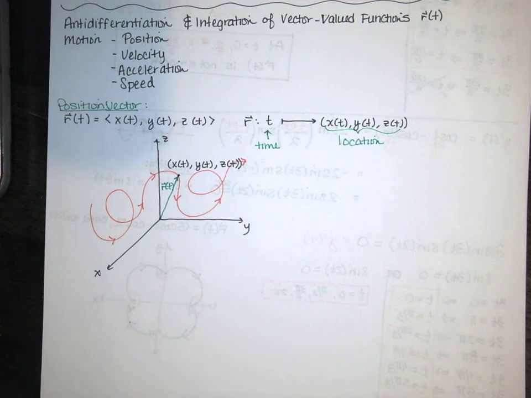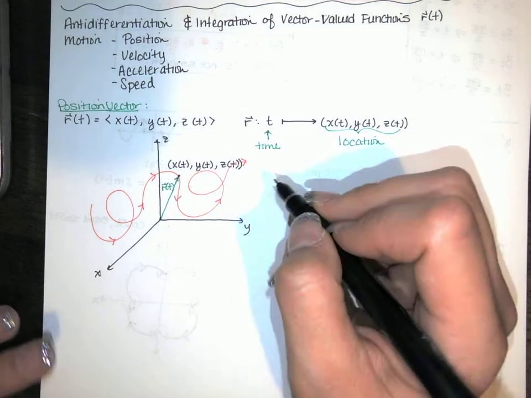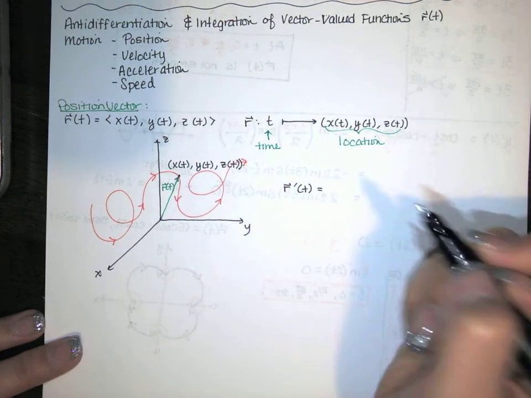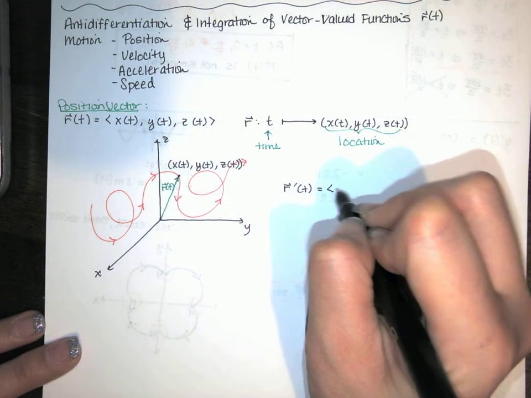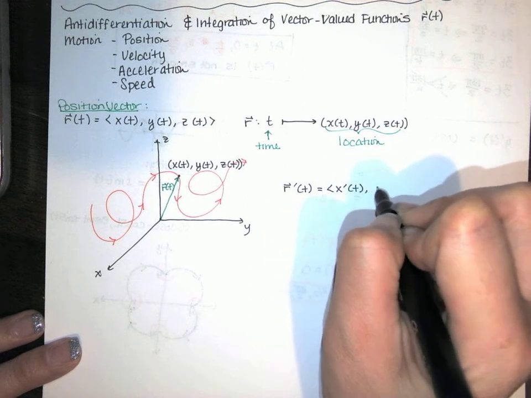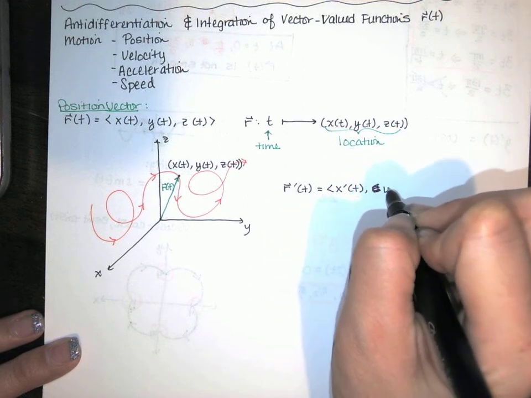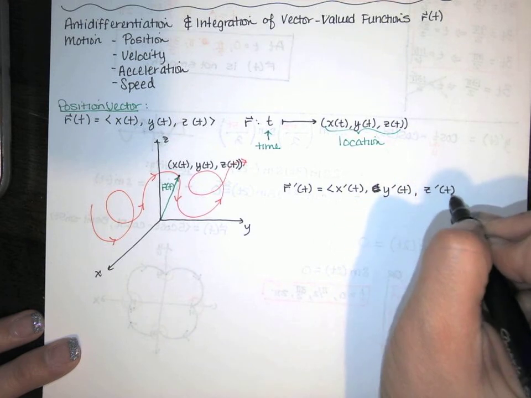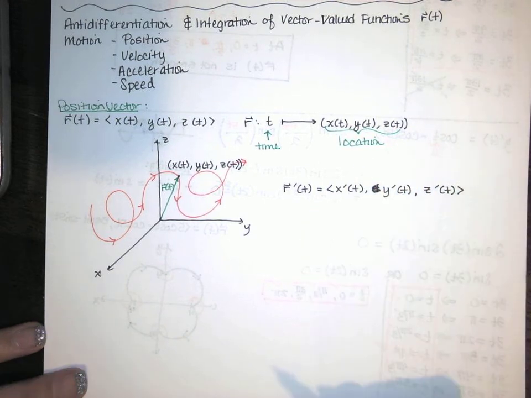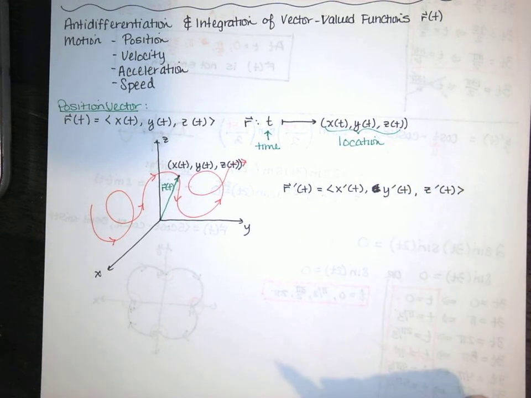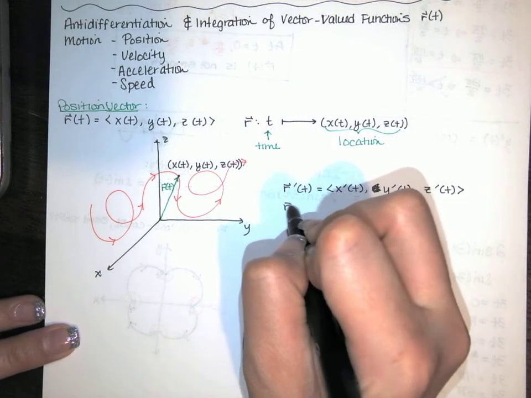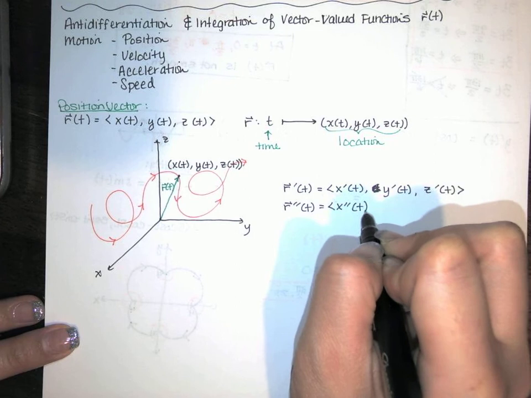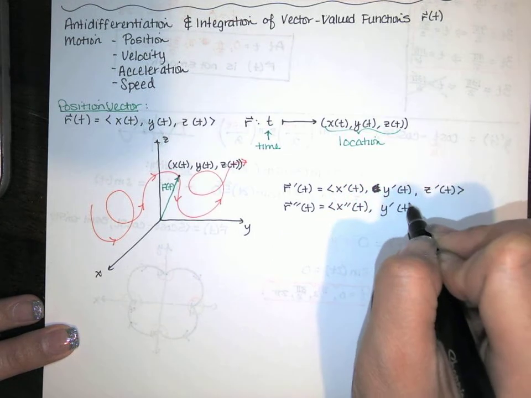Then in the last couple of videos we learned how to differentiate these. If I want the derivative r prime of r of t, all I have to do is take the derivative of each component. So I get x prime, y prime, and z prime as the components of this derivative vector r prime. If I wanted to take the second derivative, we haven't talked about that yet, but you can guess. You just take the second derivative of each of the components.